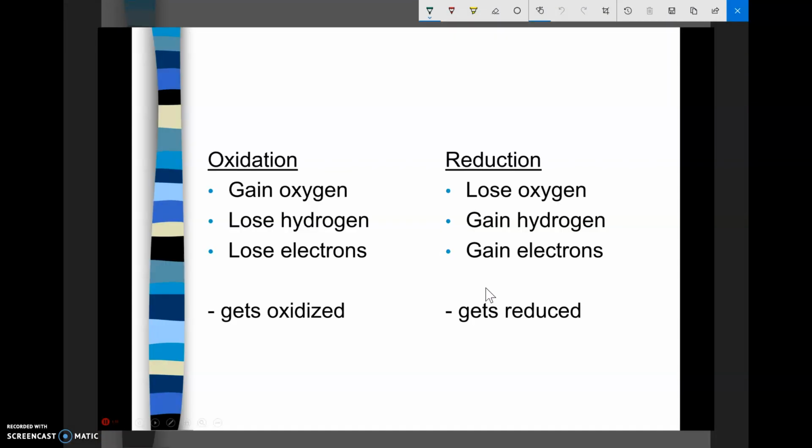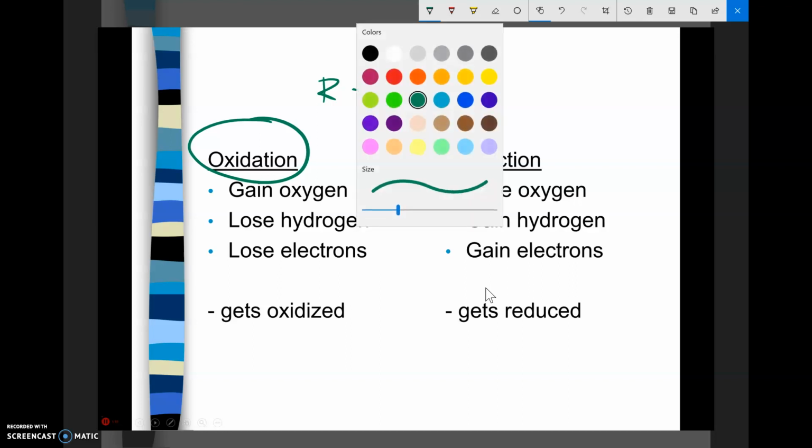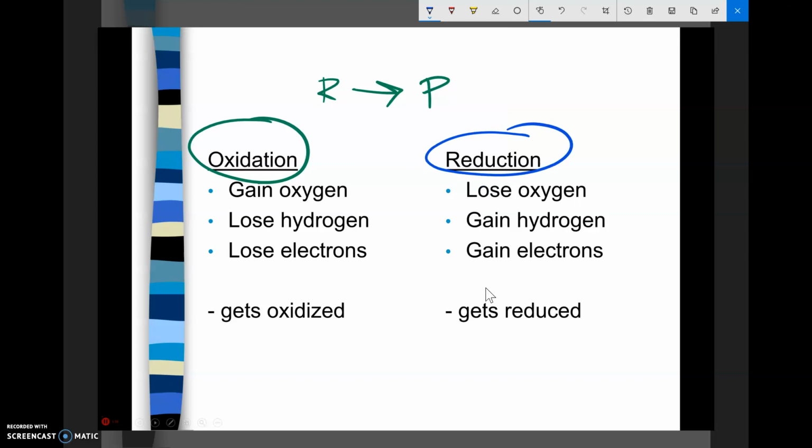In order for oxidation to occur, and we're looking at a reaction, we're looking at reactants versus products. If the reactants gain oxygen from the reactant side to the product side, then oxidation occurs. If it loses hydrogen, the same thing happens. And if we lose electrons, all of these things get oxidized. Reduction is just the opposite. So if we lose oxygen, if we gain hydrogen or gain electrons going from the reactant to the product side, then your substance is reduced.